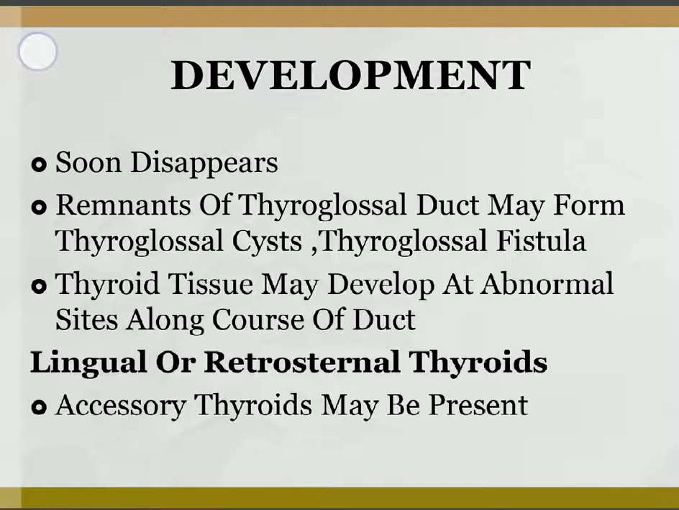If it persists, if the remnants are present even after the development of the thyroid gland, then it can form thyroglossal cysts or thyroglossal fistula. One more abnormality, which is known as lingual thyroids or retrosternal thyroids, is when the thyroid tissue develops at abnormal site along the course of this duct, thyroglossal duct. That type of gland, it would be known as retrosternal thyroid. Plus accessory thyroid glands may also be present.